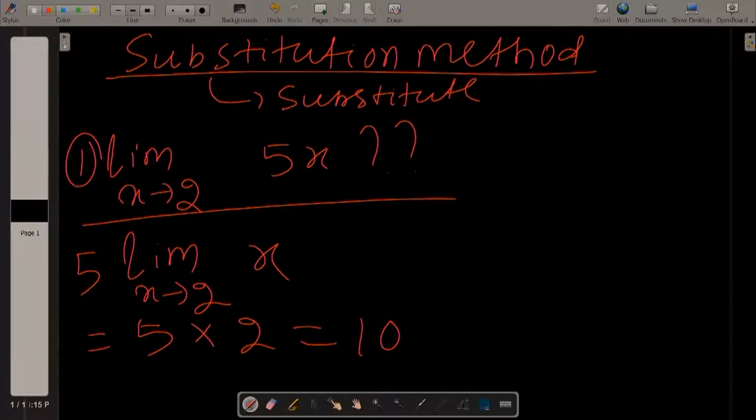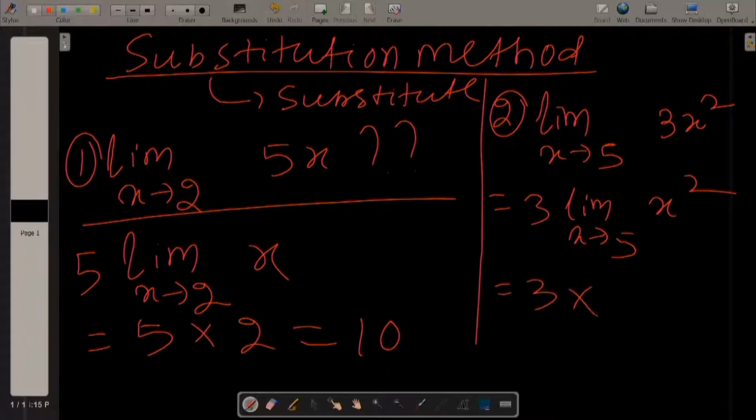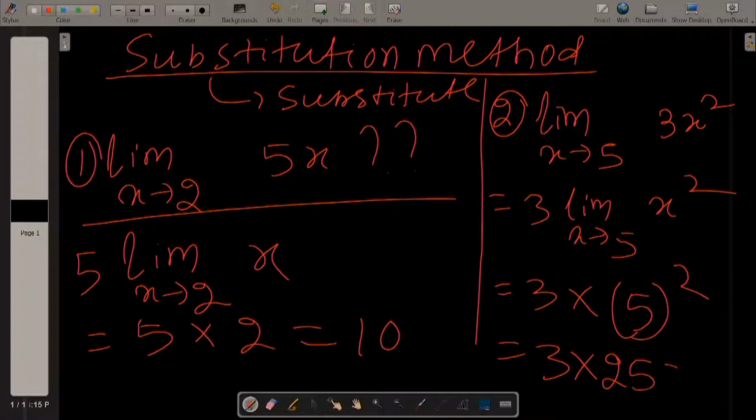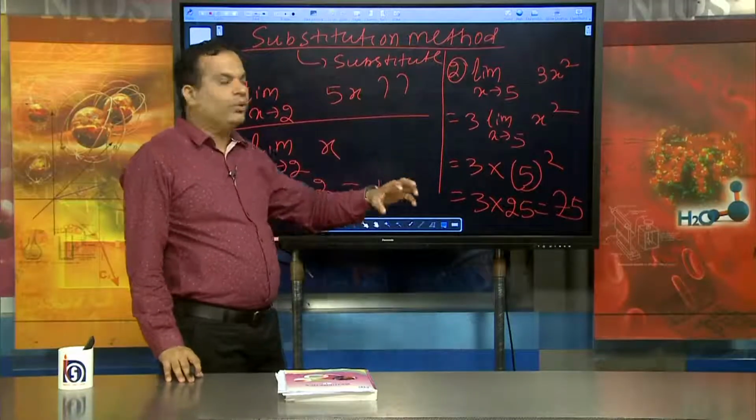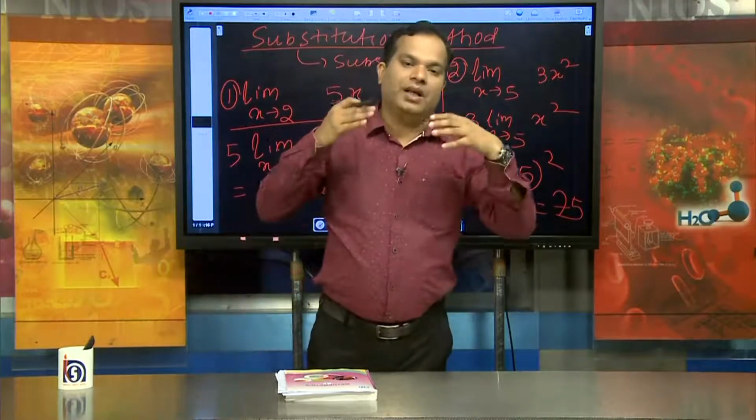It is also very easy. For example, example 2: suppose we have to find the limit as x tends to 5 of 3x square. What will we find? Now I can write 3 into limit x tends to 5 of x square, that means 3 into 5 whole square, that means 3 into 25, which is equal to 75. By substituting the variable value, we find the limiting value of the function. So this method is known as the substitution method.